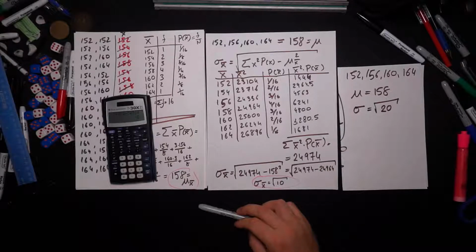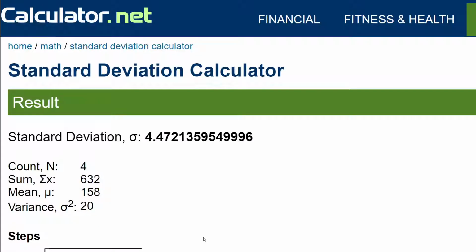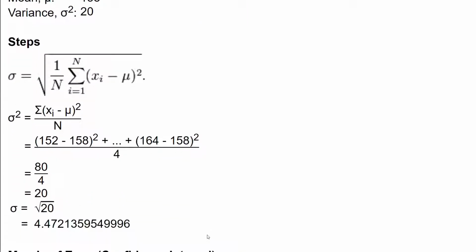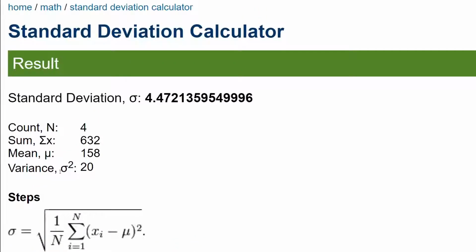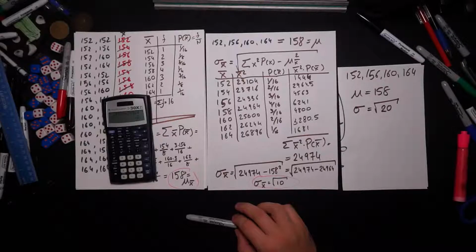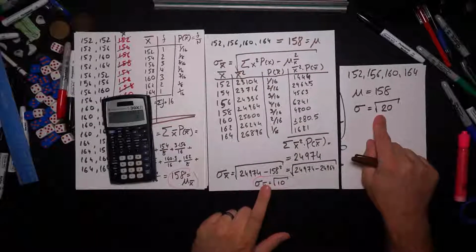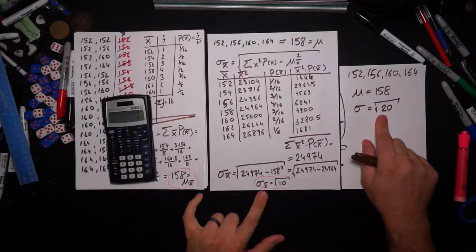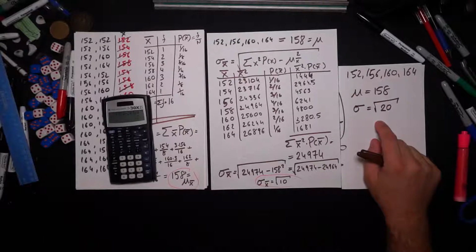And I'll let you sort this out, and either you can do it by hand or you could use a website, and there it is. There's my square root of 20. So, again, it's up to you. I'm not judging. But, same, different. And that is important.